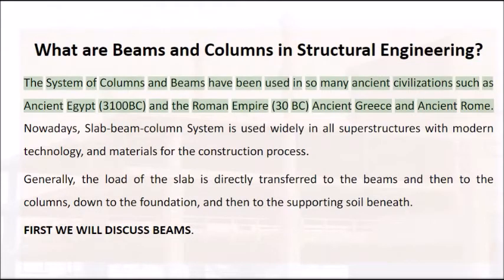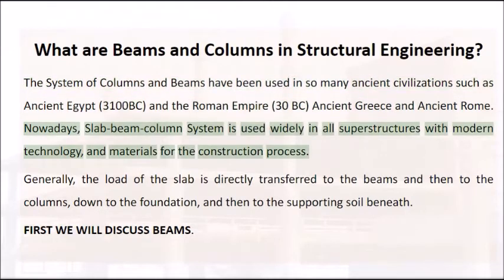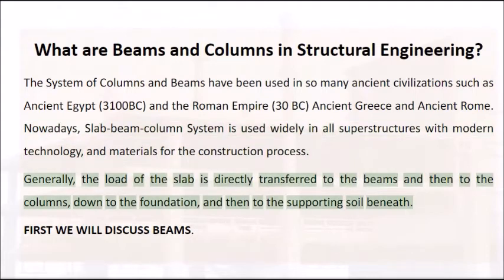The system of columns and beams has been used in many ancient civilizations, such as ancient Egypt, 3100 BC, the Roman Empire, 30 BC, ancient Greece and ancient Rome. Nowadays, the slab-beam-column system is used widely in all superstructures with modern technology and materials for the construction process. Generally, the load of the slab is directly transferred to the beams and then to the columns, down to the foundation, and then to the supporting soil beneath.